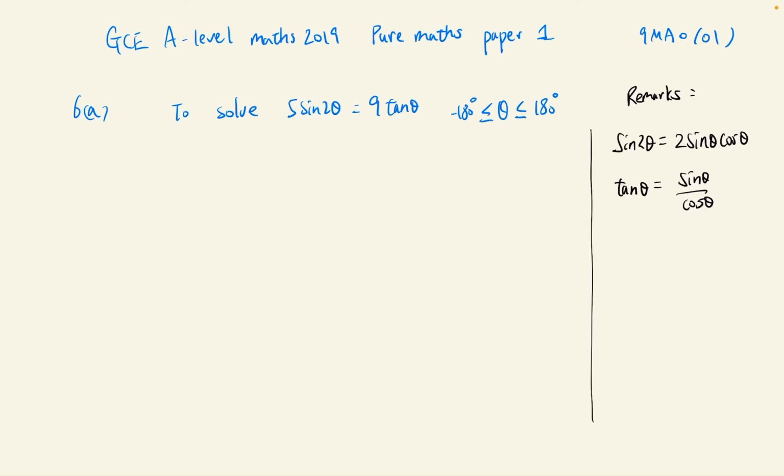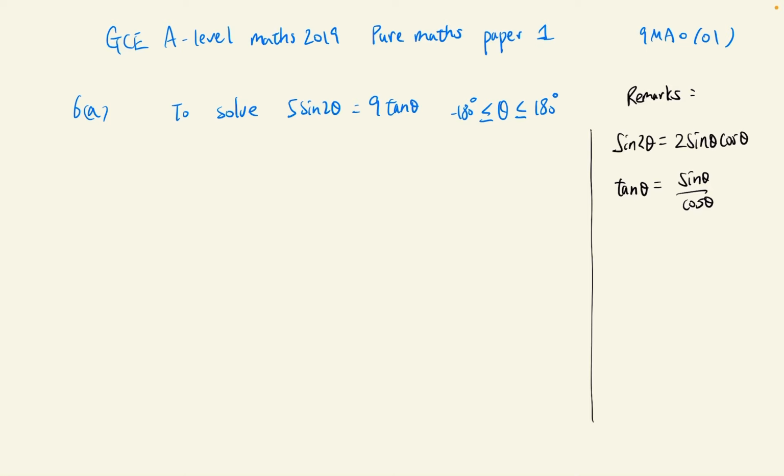Hey guys, let's go through question number 6. To solve the equation 5 sine 2 theta equals 9 times tangent theta, where the range of theta is between minus 180 and 180.